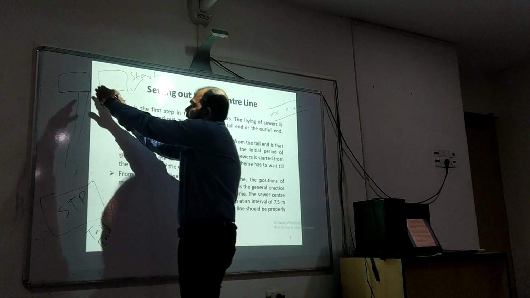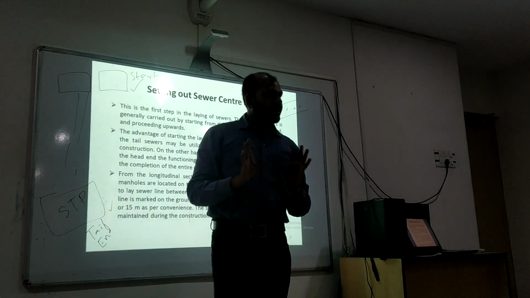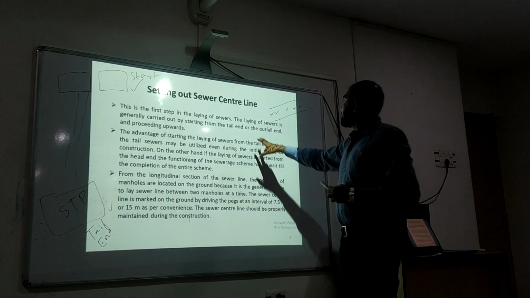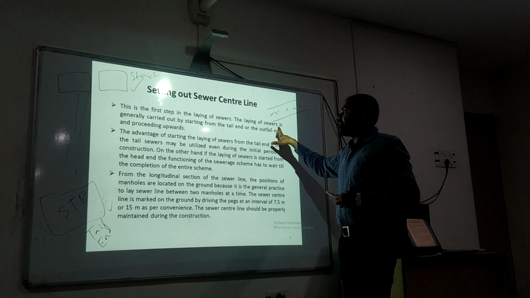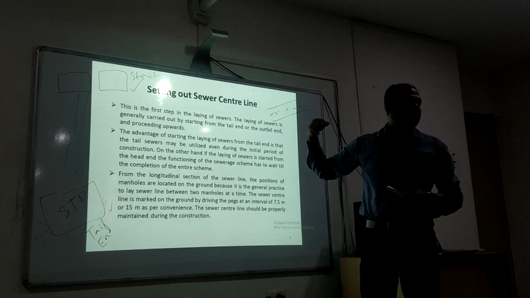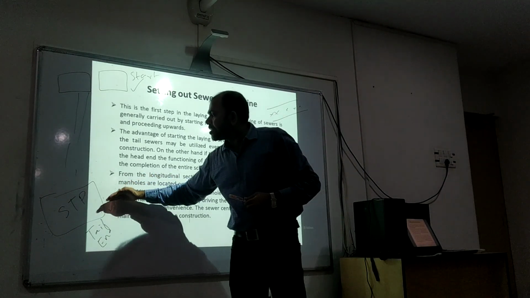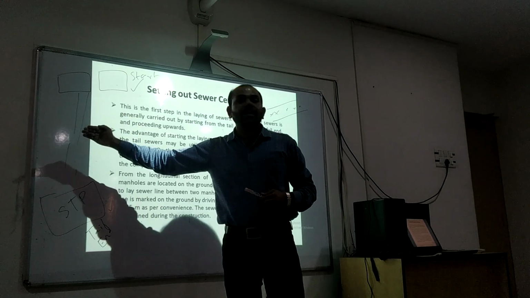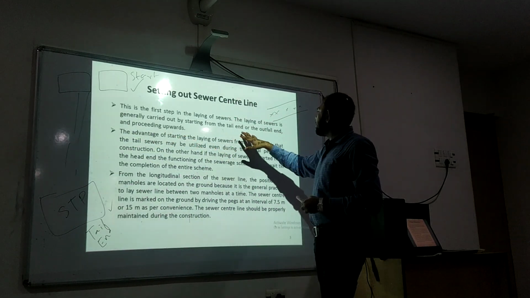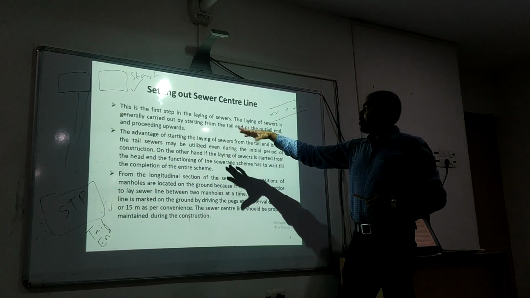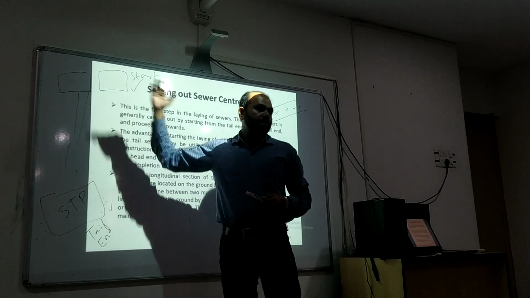How will it be carried out? It will be carried out through sewer pipes. Correct? So what is it saying? It is saying the laying of sewer is generally carried out starting from the tail end. From this end, the sewer pipelines start being laid down, and subsequently proceed upwards. Okay?